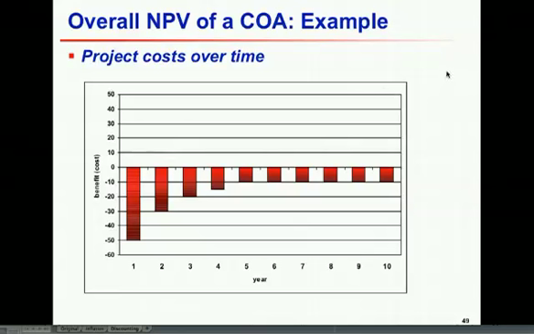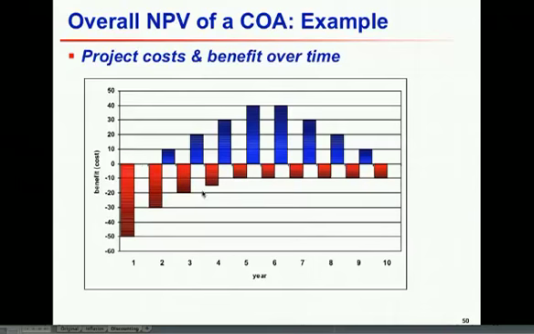Some examples. Let's suppose these are the project costs over time. We see that the costs are negative 50 in year 1, negative 30 in year 2, negative 20, et cetera, et cetera. So this is a 10-year time frame. And let's suppose we add in some benefits. Usually, as we've already said, costs tend to be more upfront with some ongoing costs, and benefits tend to come later. So suppose this is your cost stream.